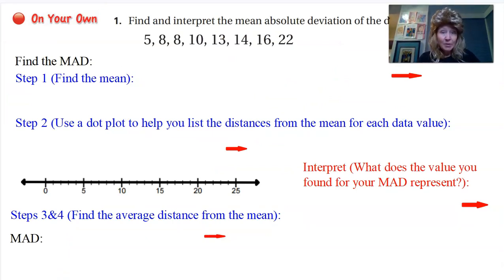Okay, so here is an OYO, and this is it. And then I'll show you some problems that you can do in the book. Find and interpret the mean absolute deviation of the data. So I'm just going to count that there's 1, 2, 3, 4, 5, 6, 7, 8 pieces of data. So go ahead and pause this video and try this problem on your own.